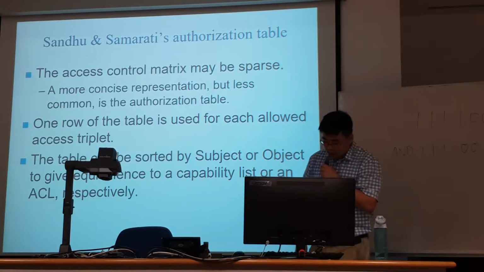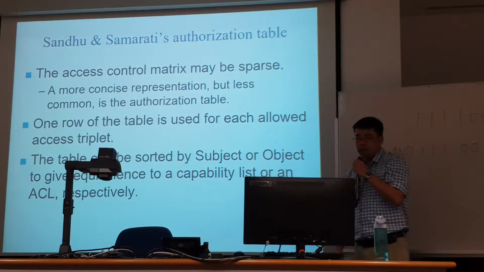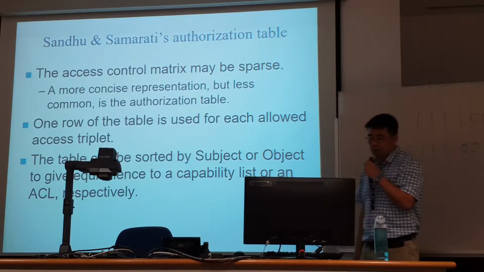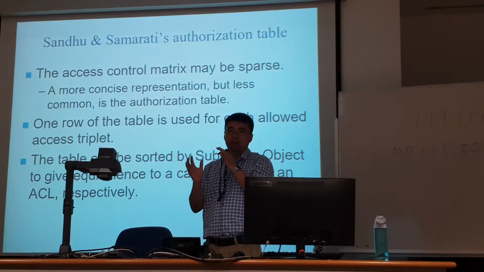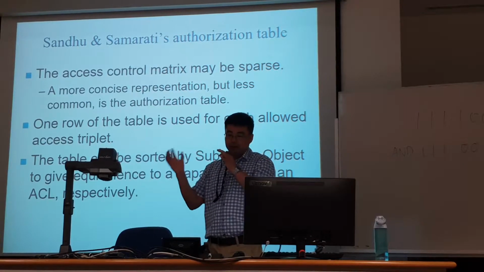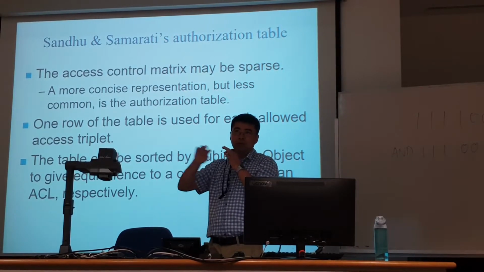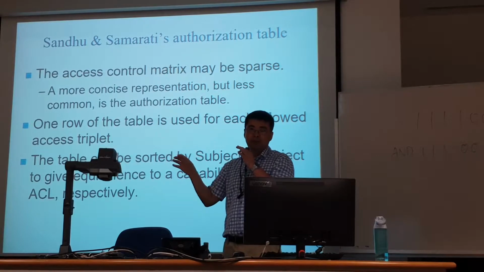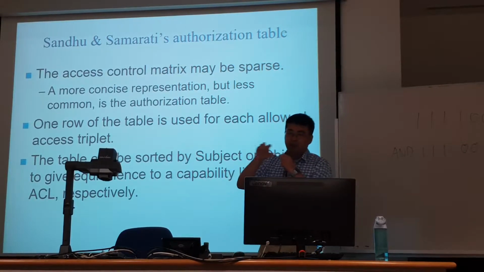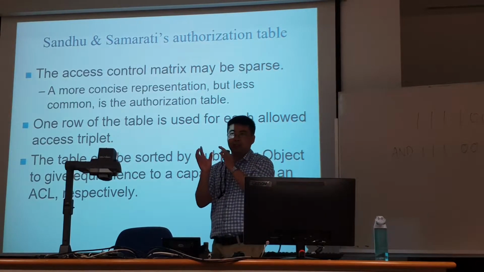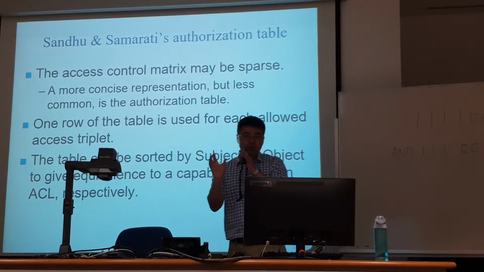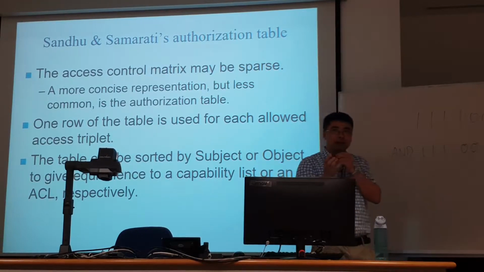And then there is a different version of the ACM as well. This is the so-called authorization table. It's similar to the ACM, but we remove all the empty cells. Basically, we just put all the triplets, user, subject, object, action, in a table. So in this case, we don't have empty cells. But now, we can determine the ACL by sorting the table.